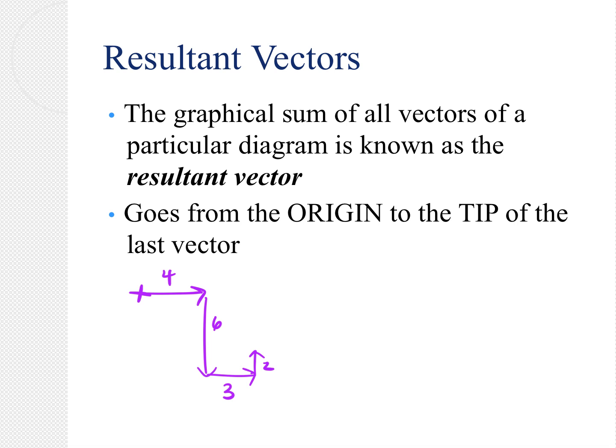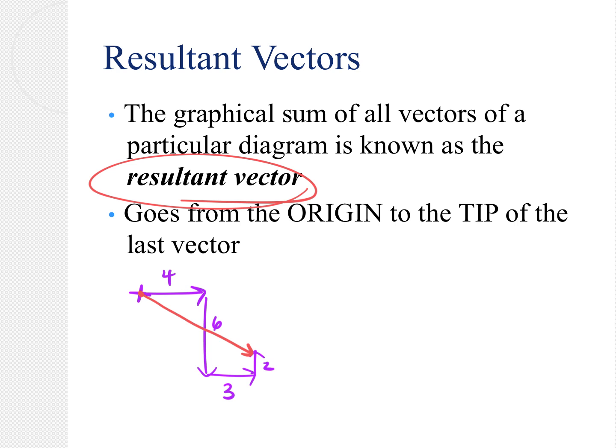My final resultant vector is the graphical sum of all these vectors put together. And so it goes from the origin to the tip of our last vector. That red line is basically like a bird's eye view of where I'm going versus where I started, right? So that is called the resultant vector. Does that kind of make sense? The resultant vector always starts from the origin and goes to the tip of the last vector.